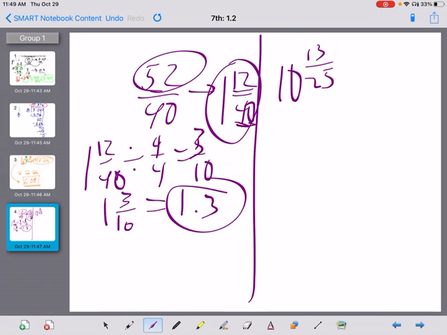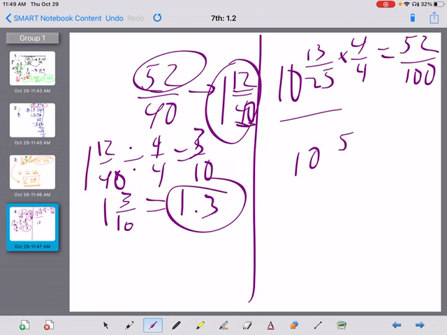This one right here, you should recognize right away. What do we have to do? Well, we don't have to do a long division. We just have to multiply by 4 over 4. 4 times 13 is 52, I believe, over 100. So it's 10 and 52 hundredths.